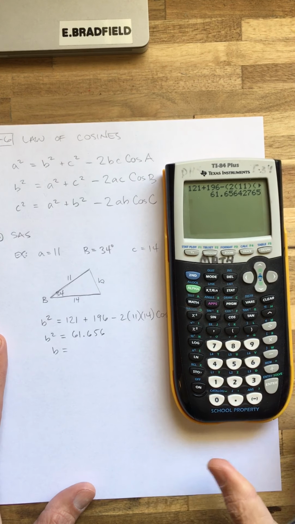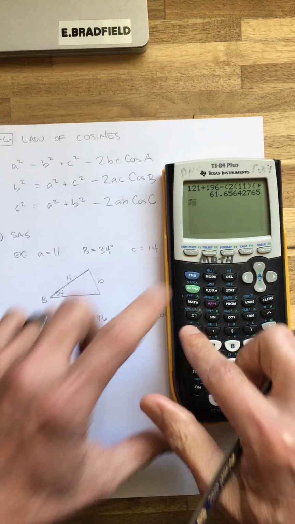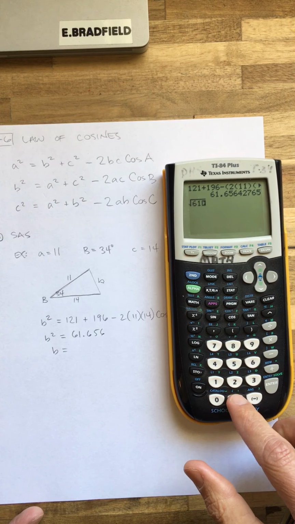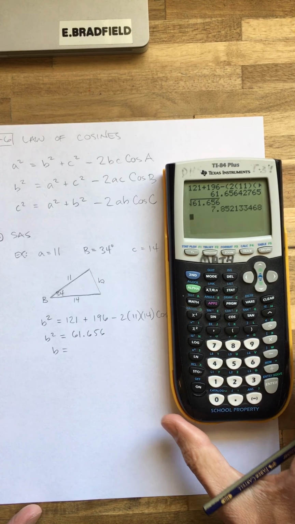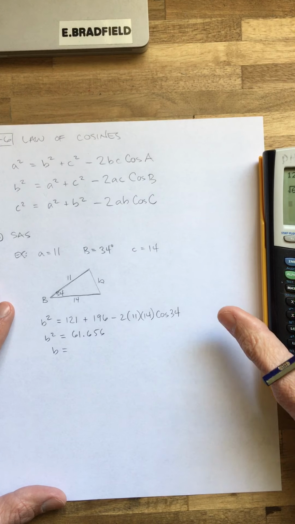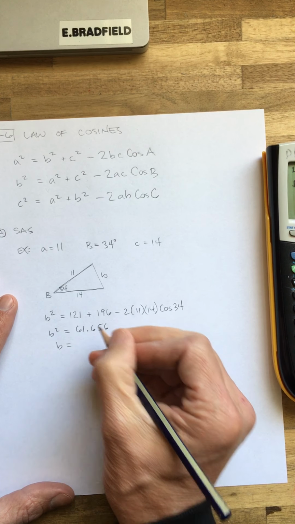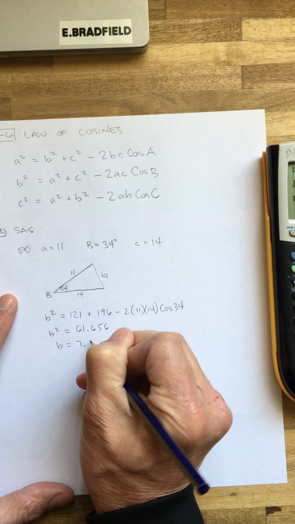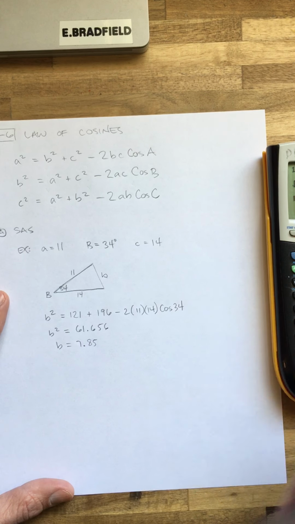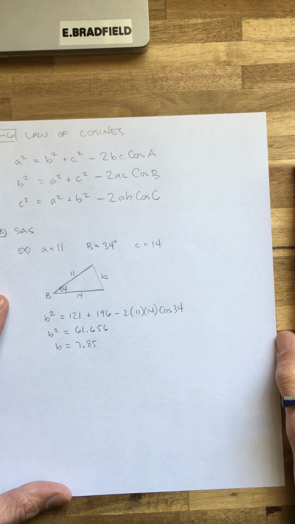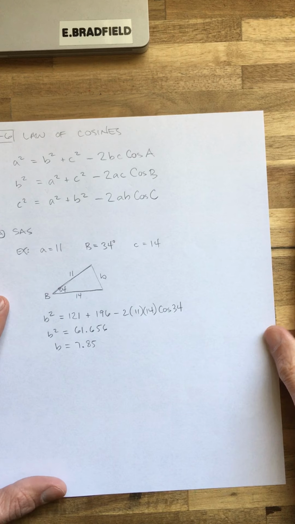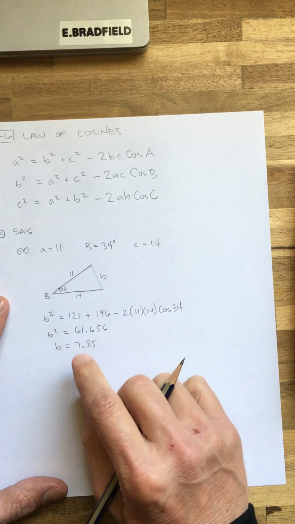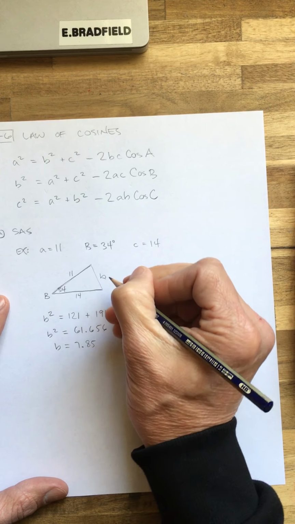So I'll take the square root of 61.656. There it is, 7.85. So let's just say b is 7.85. All right, that wasn't too bad. But that's only b. Now I have 7.85, that's my b.